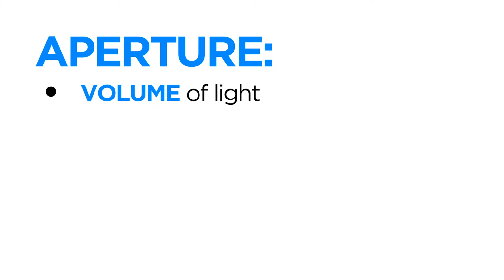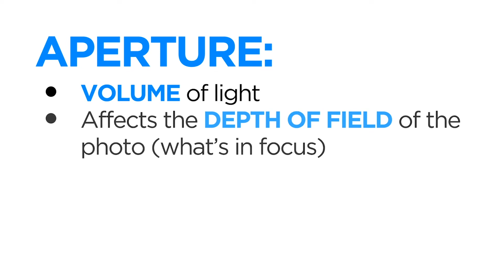The other property that aperture changes in your photo, the thing that it affects besides brightness, is what's in focus. And we call that depth of field. So near to far from the camera, what's in focus? How much of that? If there's a lot in focus, we call that deep depth of field. If there's not very much in focus, we call that shallow depth of field.